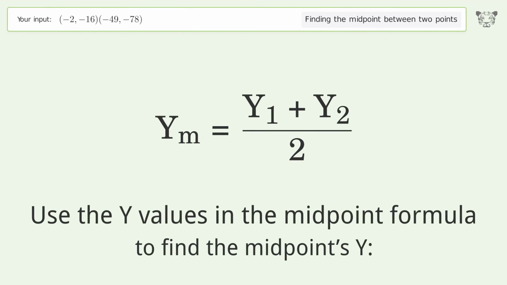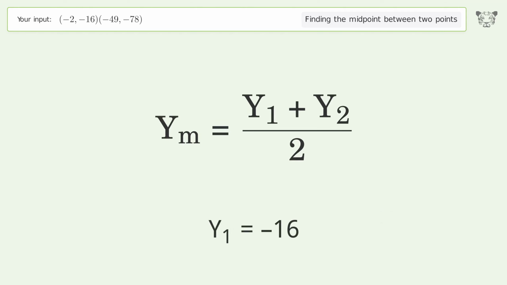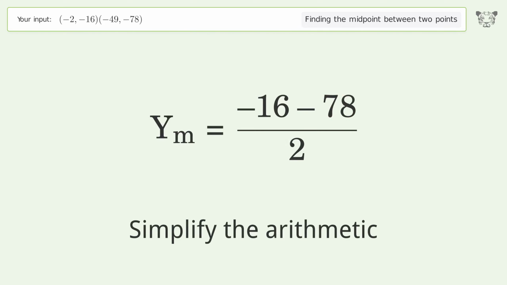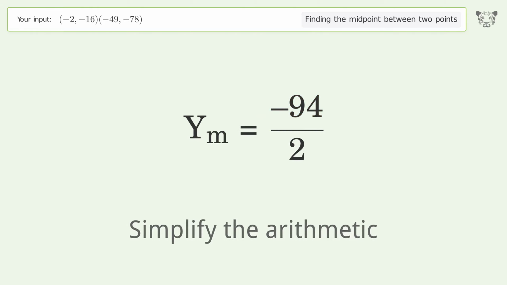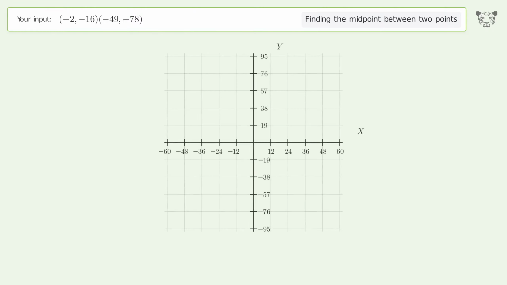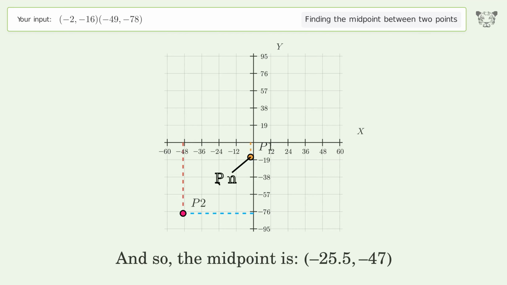Use the y values in the midpoint formula to find the midpoint's y. y1 equals -16. y2 equals -78. Simplify the arithmetic. And so, the midpoint is -25.5, -47.